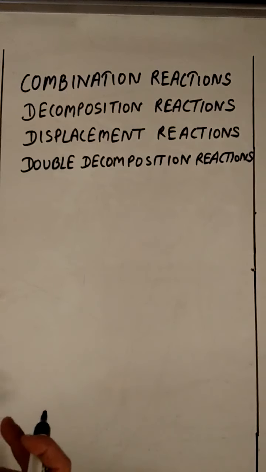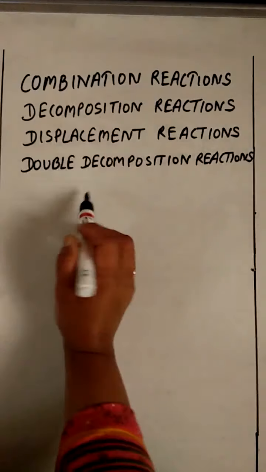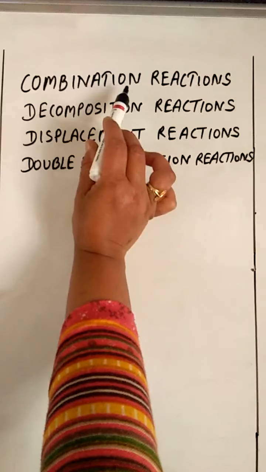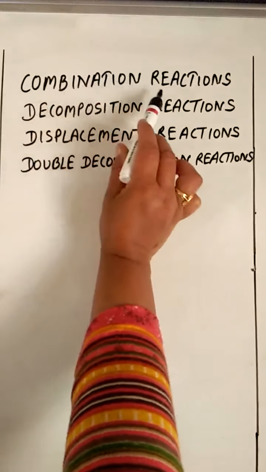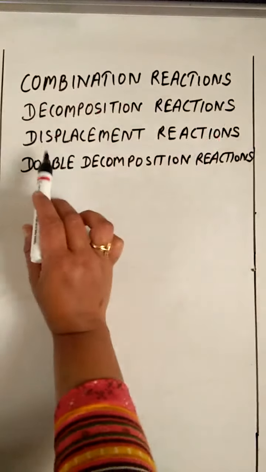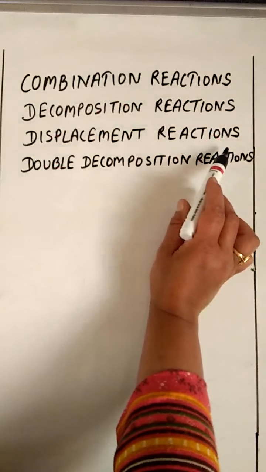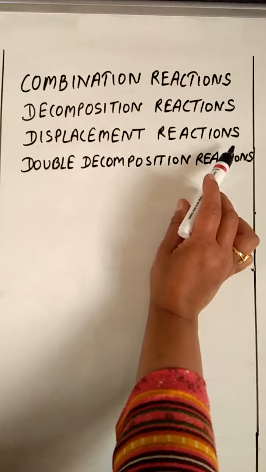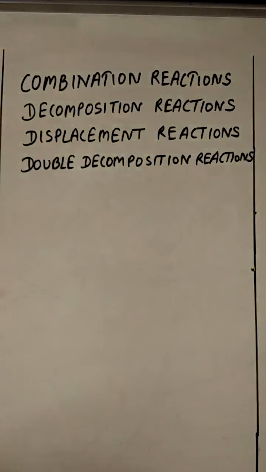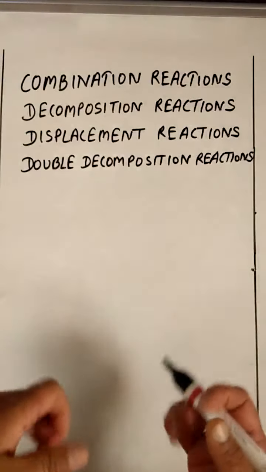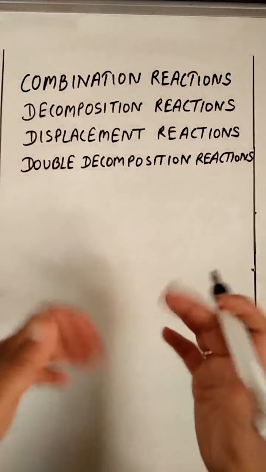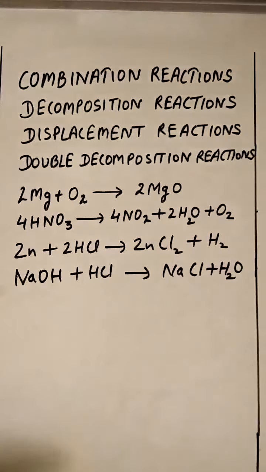Today, let us focus on four important types of chemical reactions. They are combination reactions, which are also known as synthesis reactions, decomposition reactions, displacement reactions, also known as substitution reactions, and double decomposition reactions. So, if we are given any reaction and we are asked to find out what kind of reaction this is, how can we find it out?